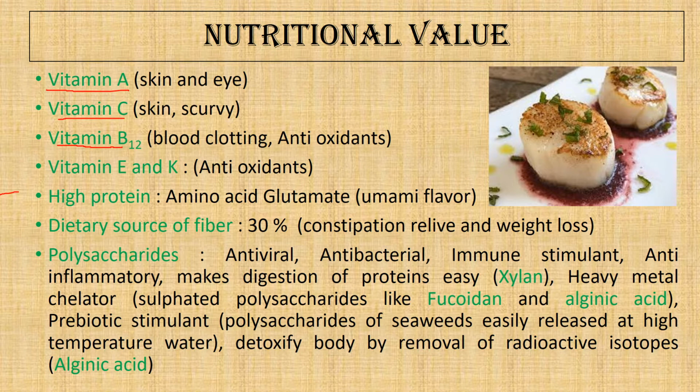Next is vitamin E and K. We know that vitamin E and vitamin K, along with various types of pigments, especially the carotenoids, are very good antioxidants. Now, antioxidants are those substances which protect us from reactive oxygen species. Reactive oxygen species are produced naturally in our body by various metabolic processes.